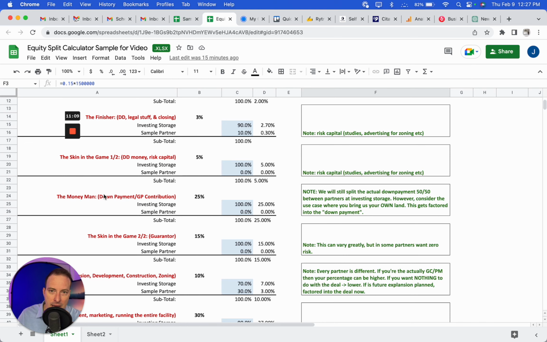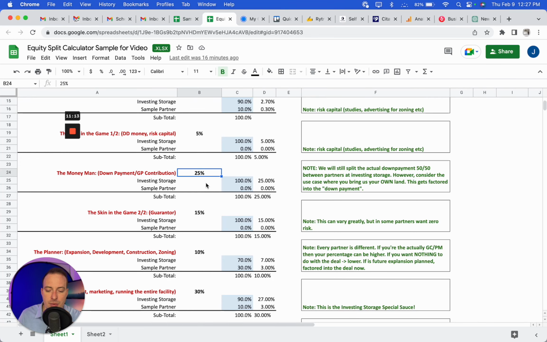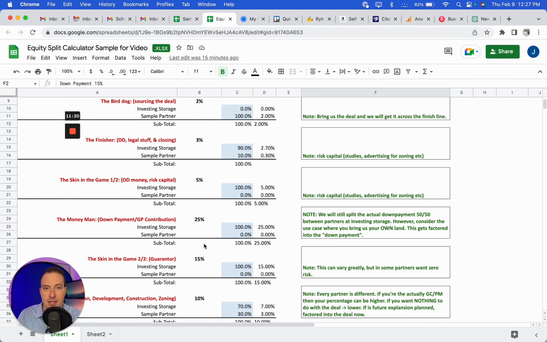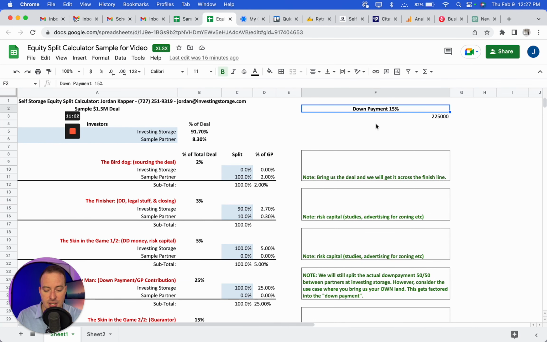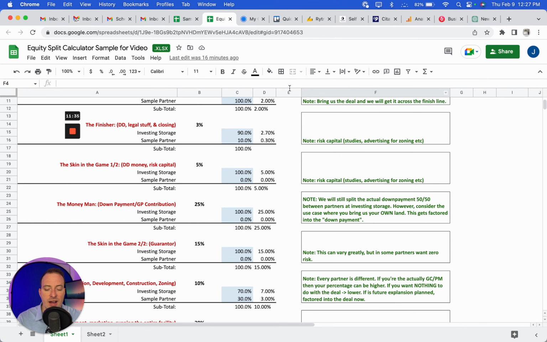So the money man, and that's for the down payment, right? And that's worth 25%. So in this particular deal, you can negotiate this. Most deals, and you might even consider changing this a little bit, are probably going to be a 25% down payment. Now, we have a very good trusted bank that will do 15% down, which obviously we're a fan of. Less money down is in general better. So this 25%, I actually think this is a tad bit high. We're just keeping it there.